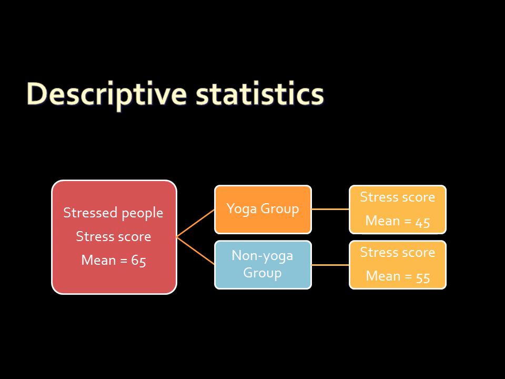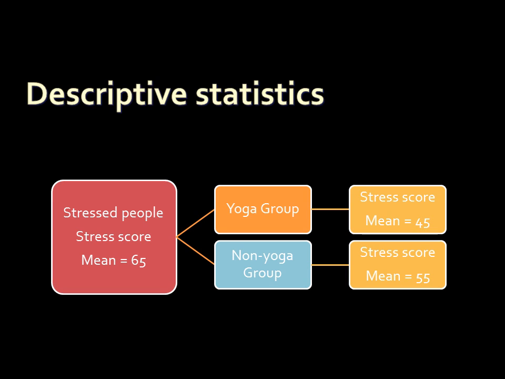So we have our yoga group and our non-yoga group. They go through the study, we collect the data, and at the end of it, we then again assess everybody's stress score. And now we find that the yoga group has a stress score with a mean of 45. All right, so it's gone down by 20 points. The mean has gone down by 20 points. The non-yoga group has also gone down. They've gone down by 10 points, so they're at 55.